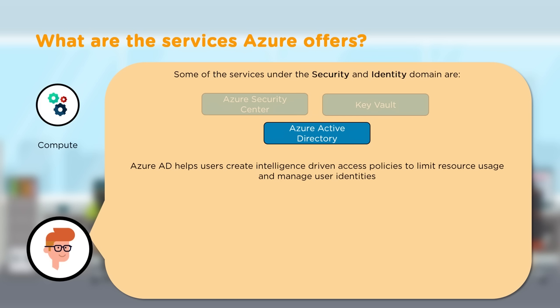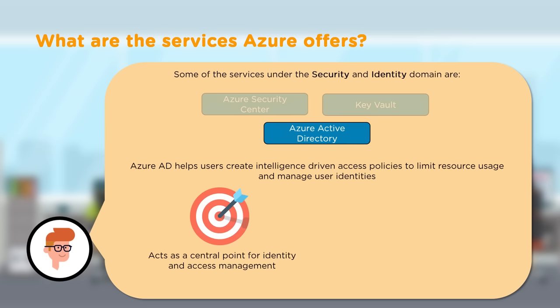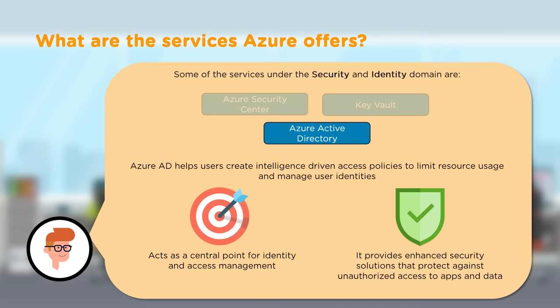And one good thing about this Azure Active Directory, in fact, there are a lot of good things, but especially when you're running hybrid environments, you might wonder how it is going to behave. Now, this Azure Active Directory is built to work in on-premises and cloud environments as well. Not only that, it also works seamlessly with mobile applications as well. So in a nutshell, it acts as a central point of identity and access management for our cloud environment. It also provides good security solutions that protect against unauthorized access of our apps and data.